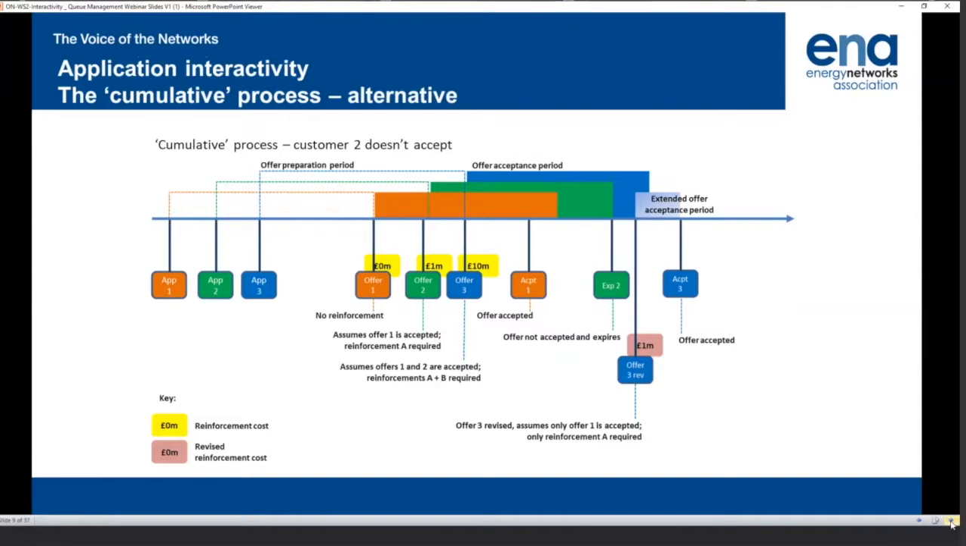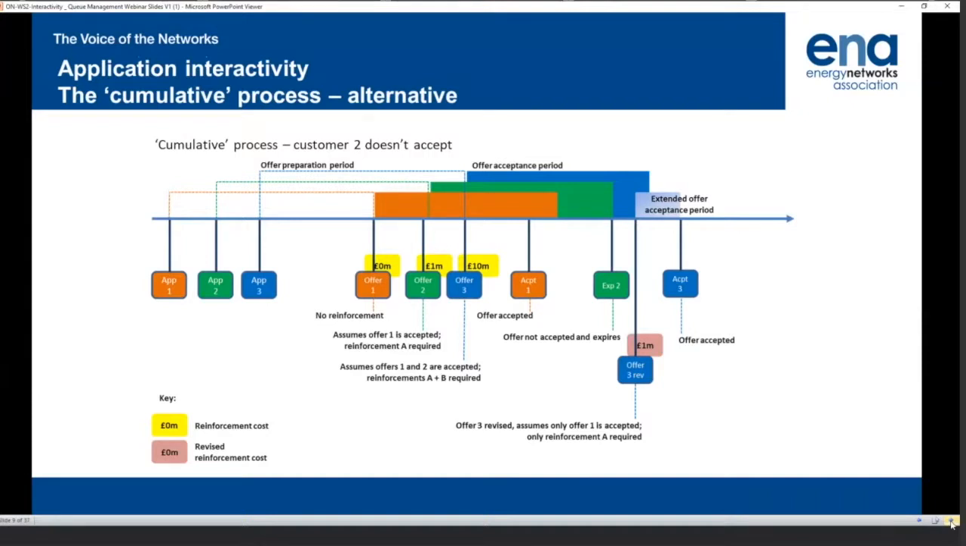So just on this last one for the cumulative process, you can see here customer 1 accepts their offer, so they had the £0 reinforcement. Customer 2, on the other hand, lets their offer expire, and so what that means is the offer for customer 3 now needs to be revised. Because customer 2's gone, customer 3 now only needs, in this particular example, reinforcement A. So their reinforcement cost has dropped from the 10 million that they had in the original offer down to a revised reinforcement cost of 1 million.